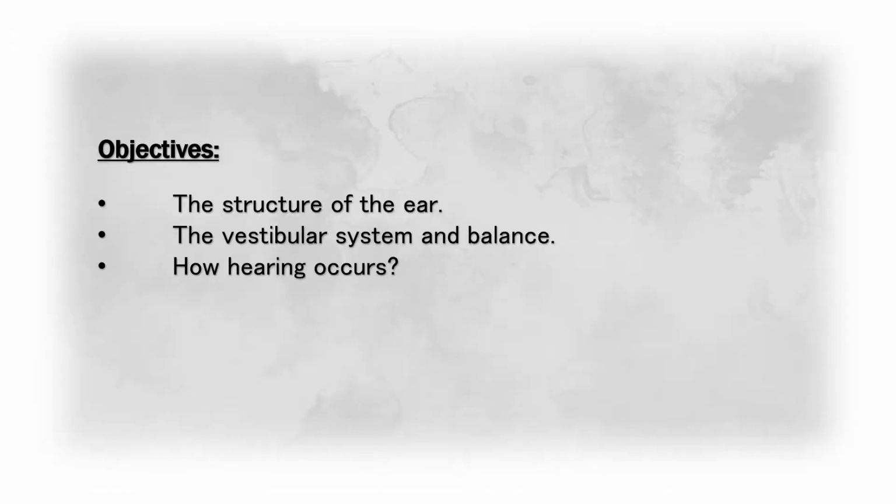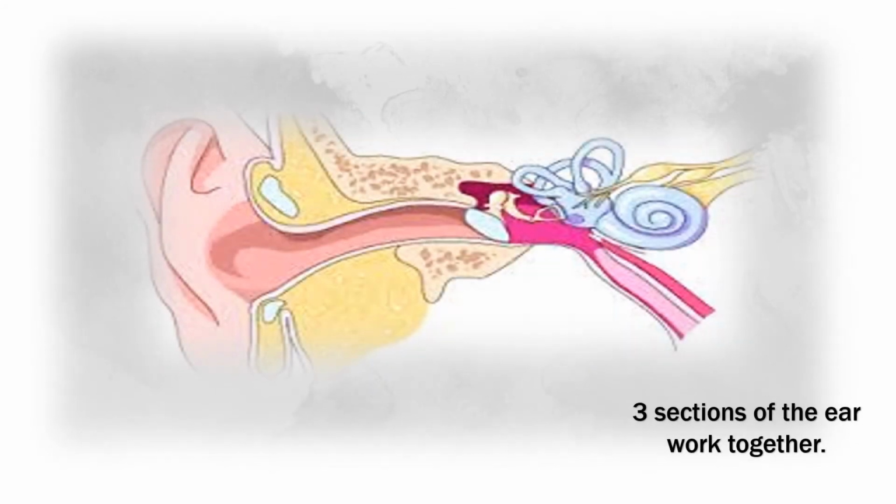In my presentation, I'm going to talk about 3 points. The first, the structure of the ear. Second, the vestibular system and balance. Third, how hearing occurs. As we all know, the ears collect sounds and turn them into messages for the brain to interpret. They also send information about balance to the brain.